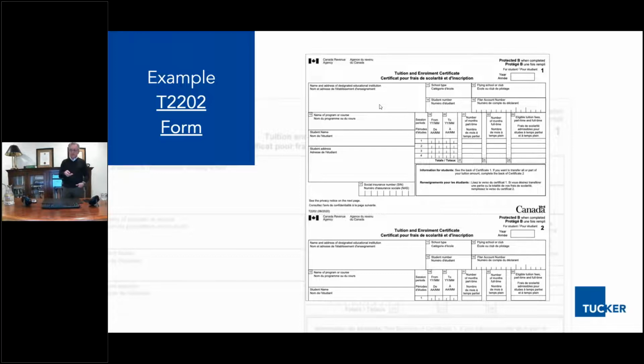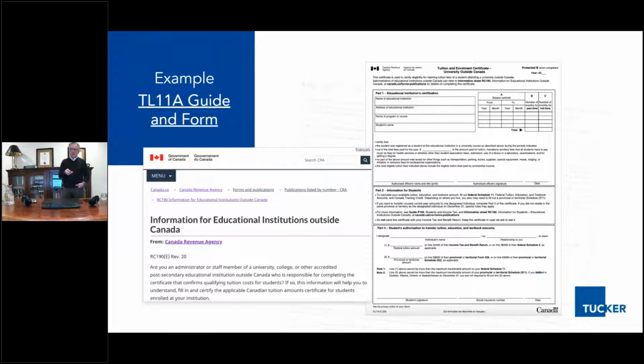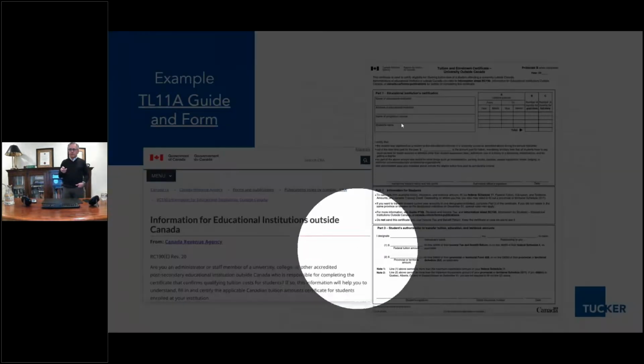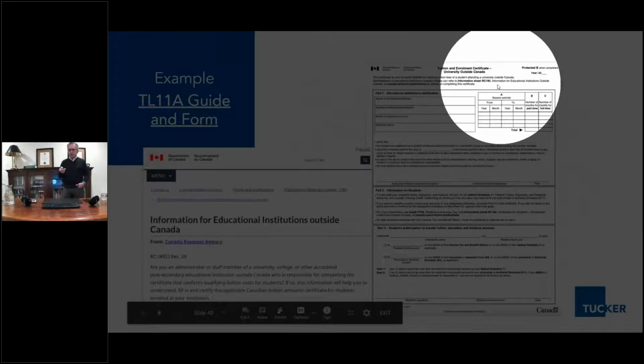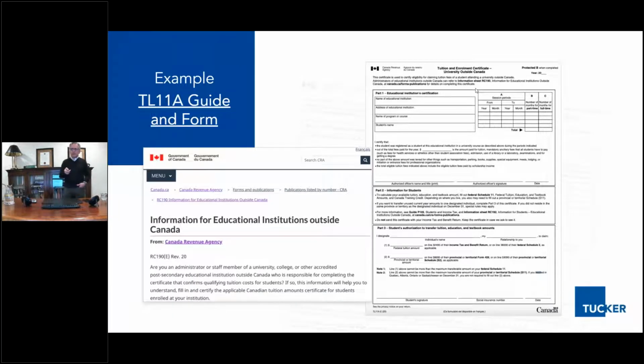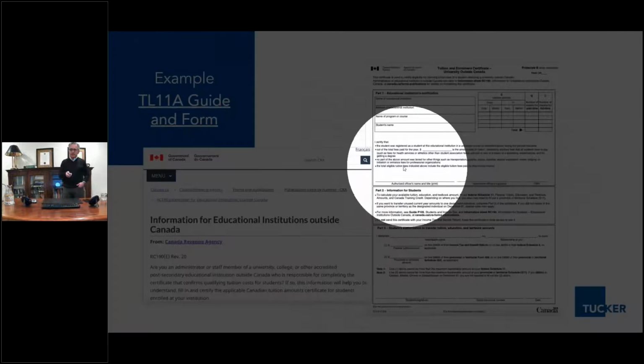It's automatically generated. This form is for tuition and enrollment for universities attended outside of Canada. So if you were a medical resident in the Caribbean, or if you were a medical resident in Ireland or anywhere else in the world, those countries and the universities that you're attending don't know we give tuition credits to people. And so instead of this automatically being generated like it is by colleges and universities here in Canada, because they know the tax regime for tuition credits, you have to go to the university and present this form and ask them to complete it and ask them to sign it right here.